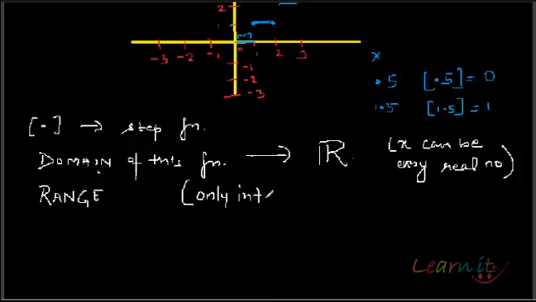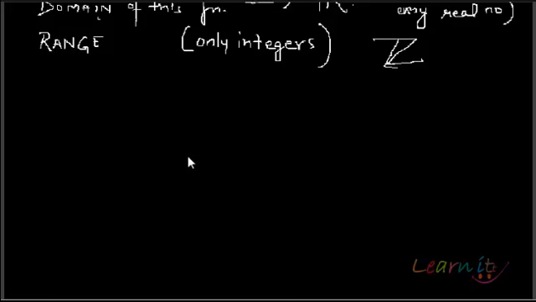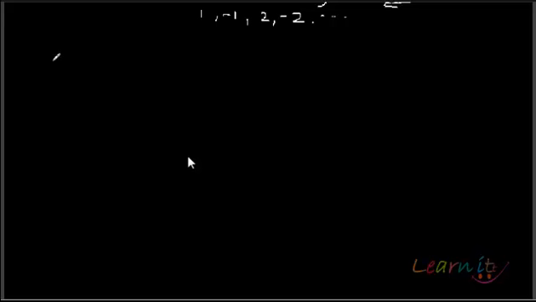The function gives me only integers in the range space. As a range, for 0.5, I get 0, for 1.5, I get 1, for 2.5, I get 2, and so on and so forth. So I only get integers like 1, -1, 2, -2 as the range. So it maps all real numbers to the integer values, and that's what this function is. Now again, just like the modulus function, even this special function will have certain properties attached to it.